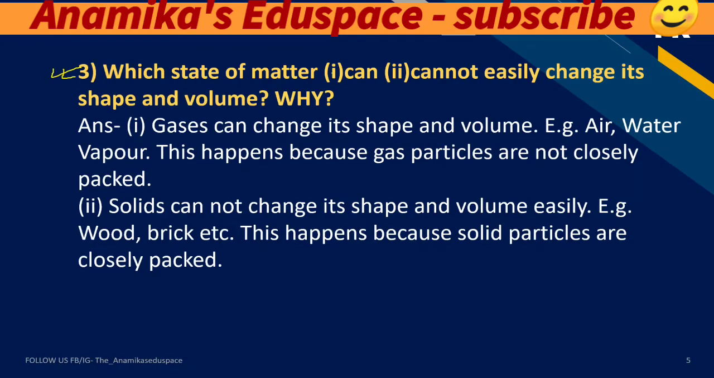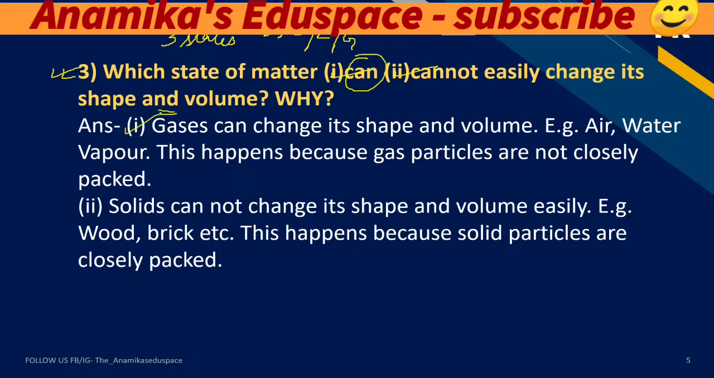Okay. Now comes the third question. Which state of matter can, and number 2, cannot easily change its shape and volume? Now before starting this question, the first thing I would mention is that there are three states of matter. First is solid, next is liquid and third one is gaseous. Now first it has asked: name the state of matter that can easily change its shape and volume.